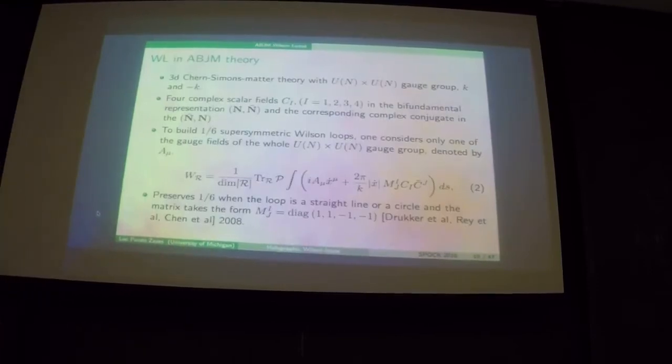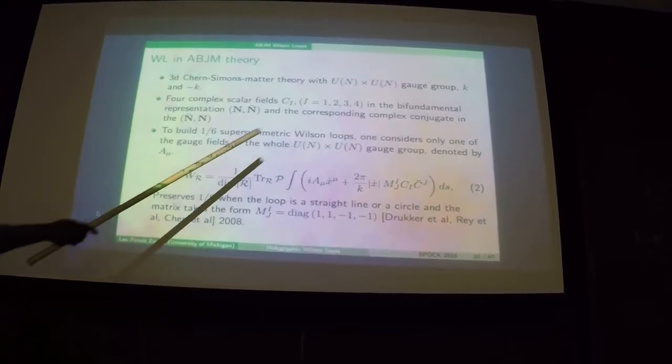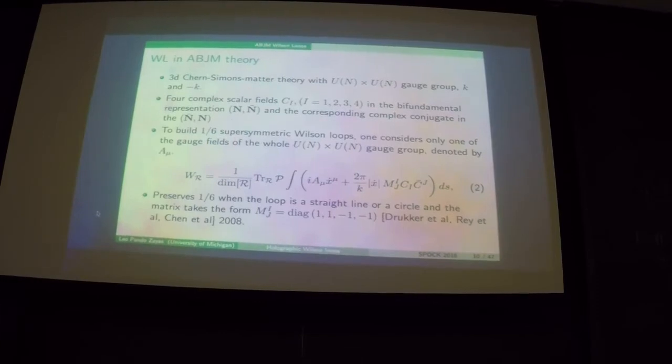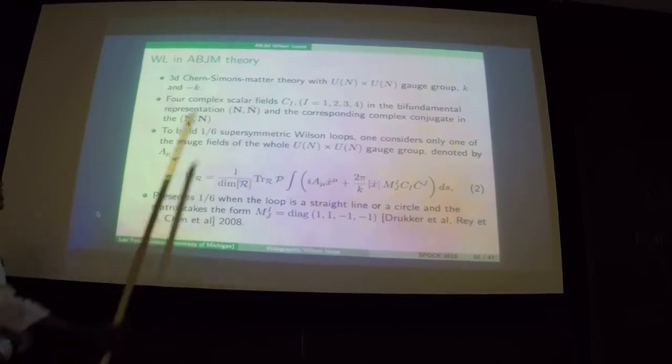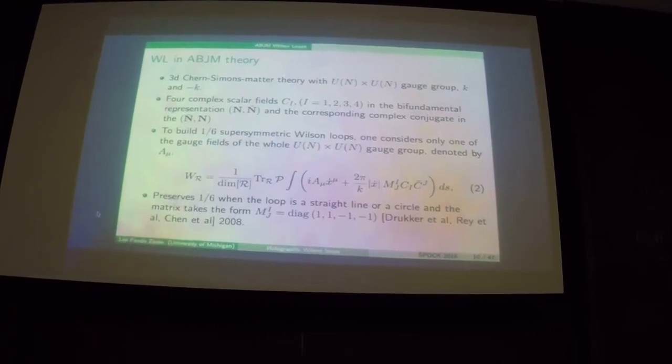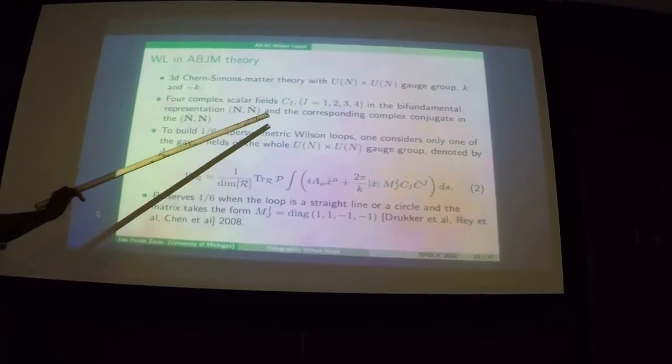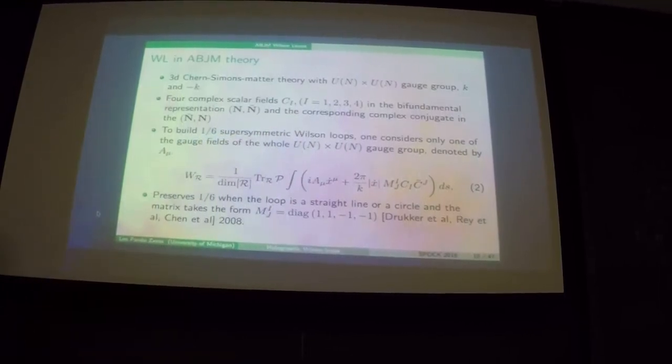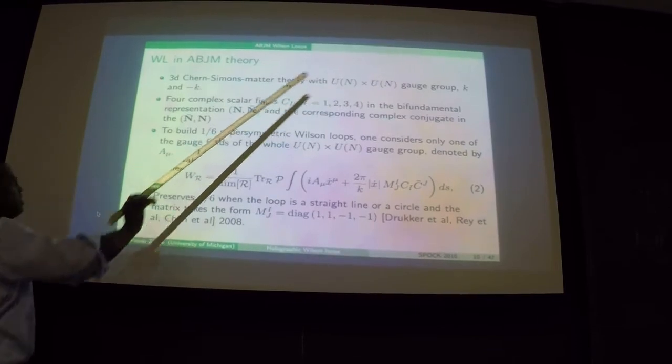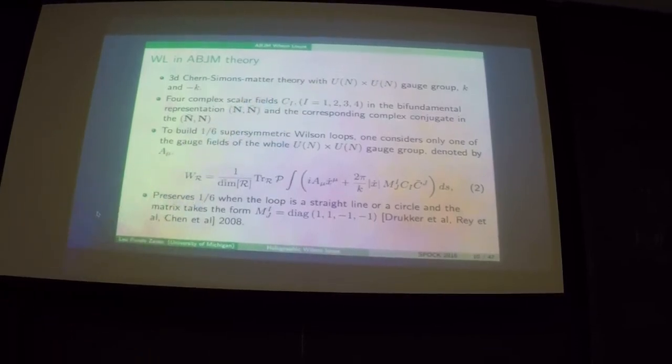Okay, so here's my one slide about ABJM. ABJM is a three-dimensional Chern-Simons matter theory with gauge group U(N) cross U(N), and the Chern-Simons levels are k and minus k. Then I also have four complex scalars, C_i, and they transform in the bifundamental of this gauge group, U(N) cross U(N), in N bar N, and of course, the complex conjugate.